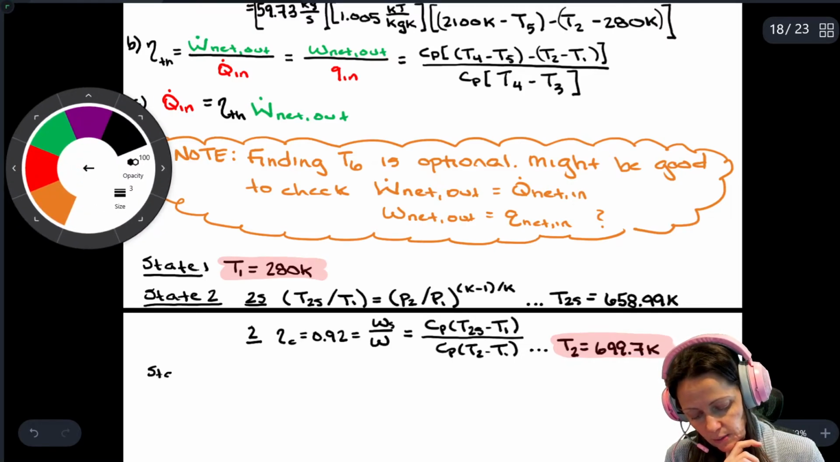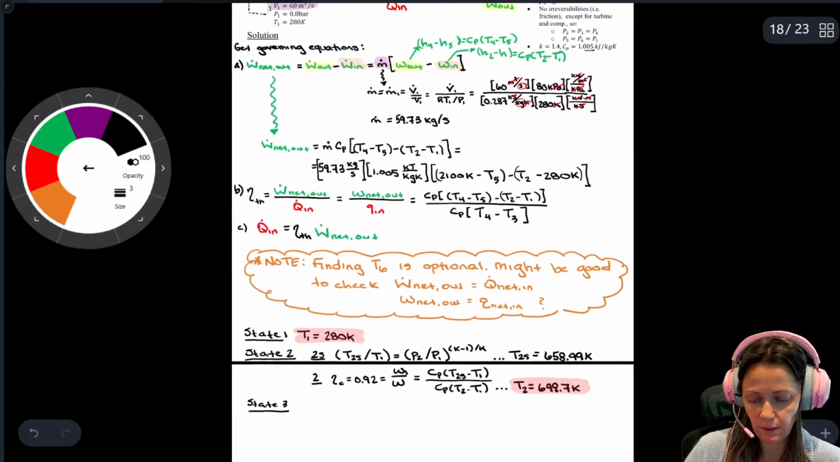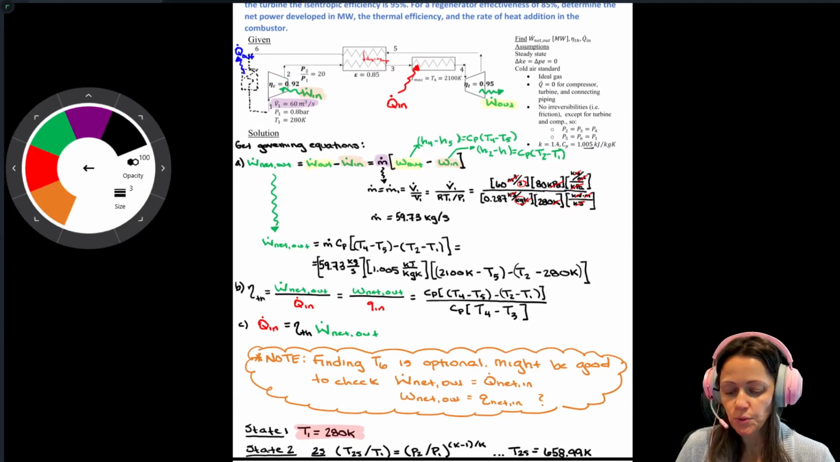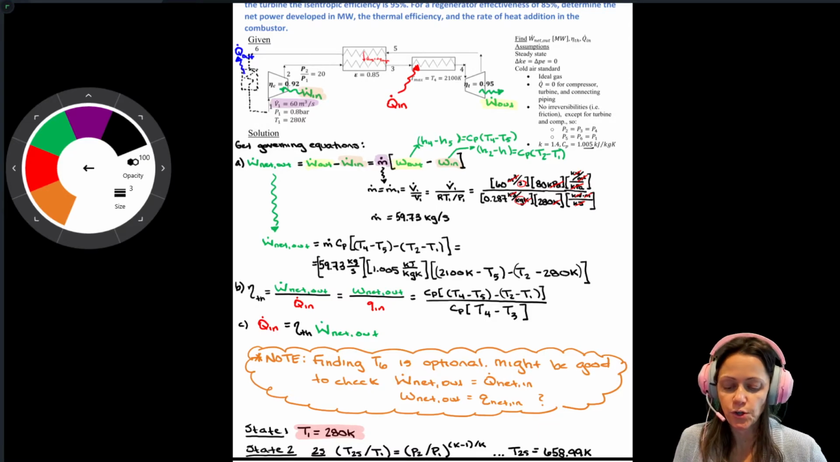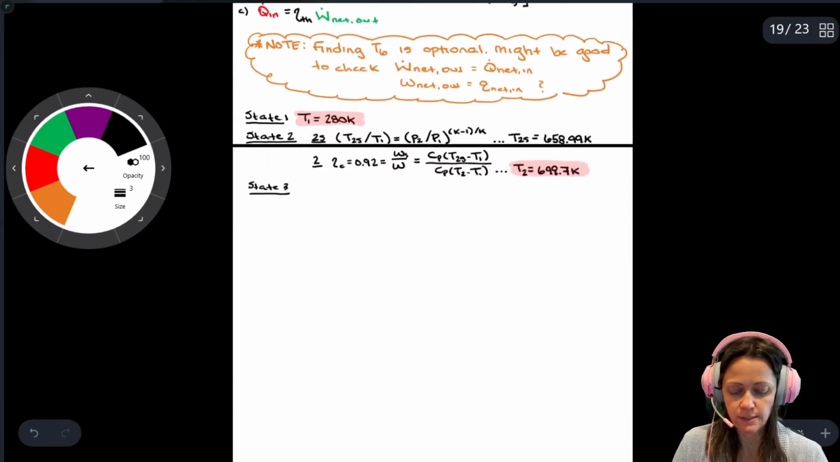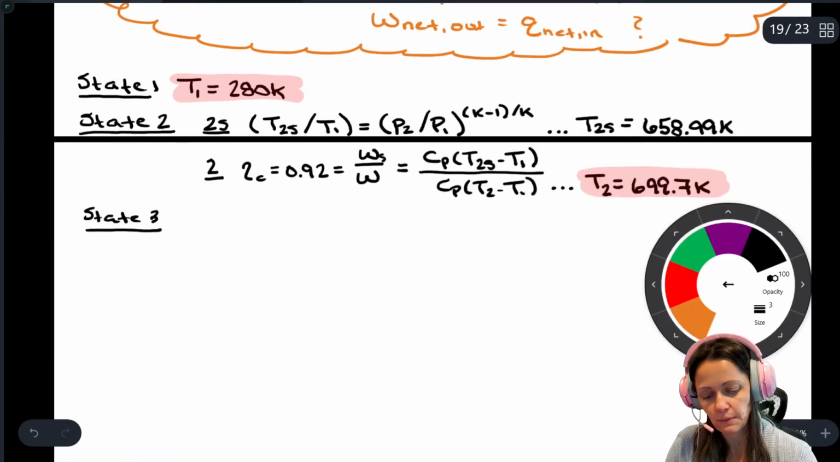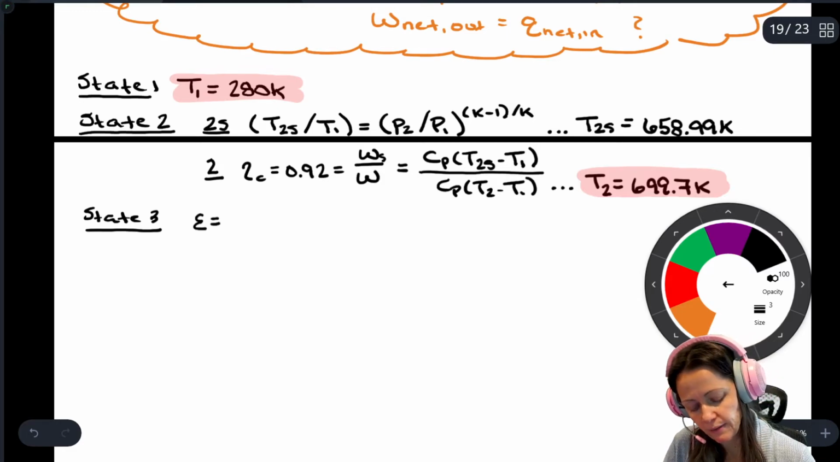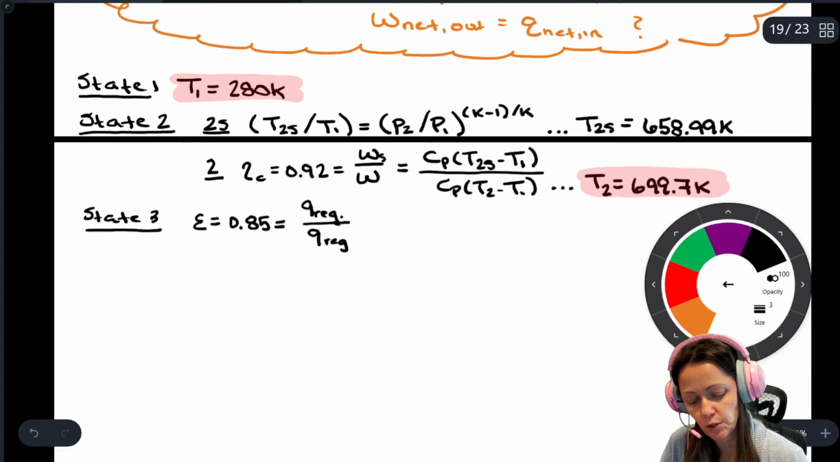State 3, let's see what I know about him. I have to go back up to my diagram here. So state 3 is right after that regenerator, so it's after the regeneration process. We had a similar problem with a regenerator last time, and what we did is we just had a placeholder. So I know my regenerator effectiveness, it's 85%, so 0.85. And it's defined as that Q regen over Q regen max.